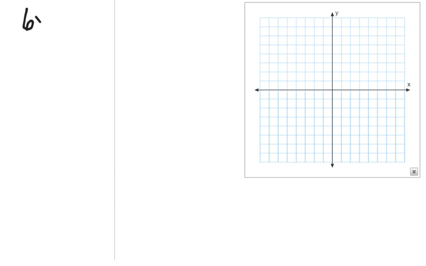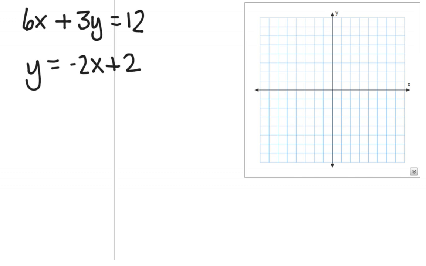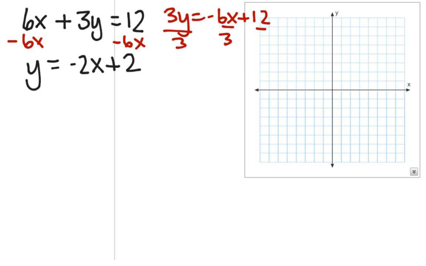Third example we're going to do is 6x plus 3y is equal to 12, and y equals negative 2x plus 2. One equation already solved for y, the top equation is not, so I'm going to begin by solving for y. Subtract 6x, and I get 3y equals negative 6x plus 12. Divide everything by 3, and I get y equals negative 2x plus 4. You might notice that both equations have negative 2x, and that would tell me they have the same slope, but they do have different y-intercepts, so I will go ahead and graph them. 4 is my y-intercept on the first one, down 2, right 1, up 2, left 1.